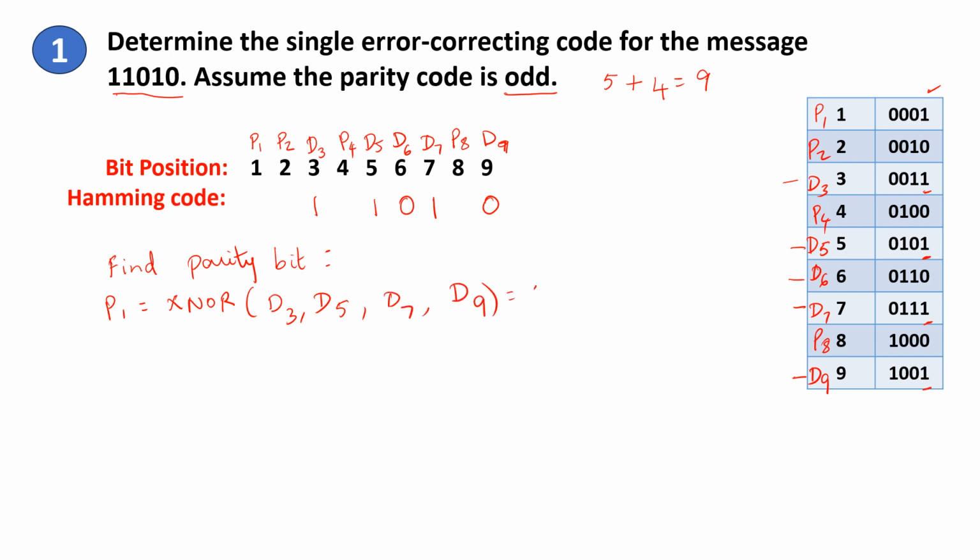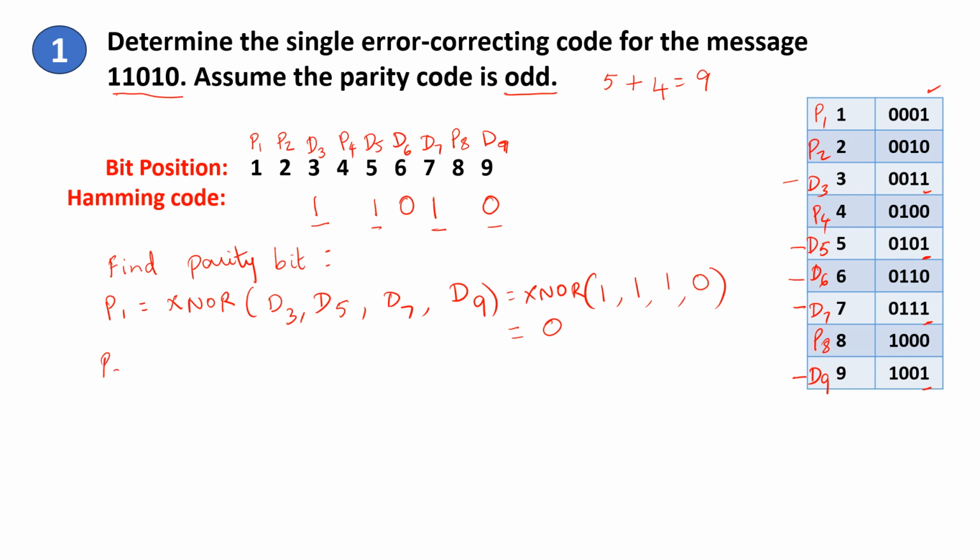So P1 is equal to XNOR of D3, D5, D7 and D9. D3 is 1, D5 is also 1, D7 is 1, and D9 is 0. For XNOR, the rule is that the output is 1 if there is an even number of ones. Here the number of ones is odd, so the output is 0.